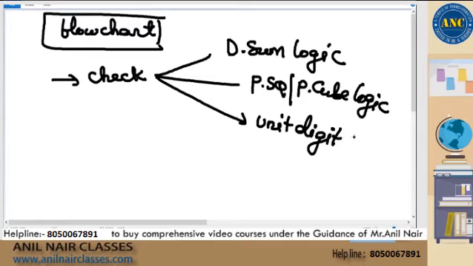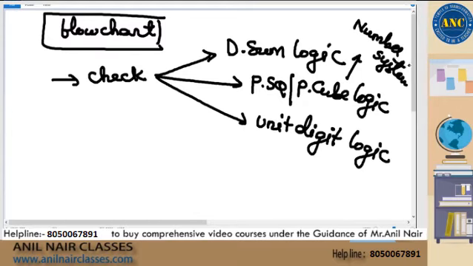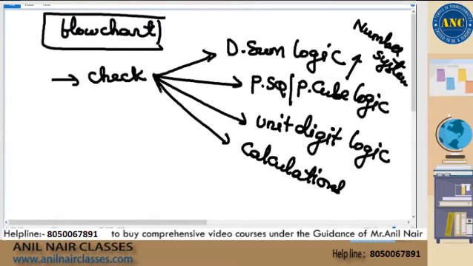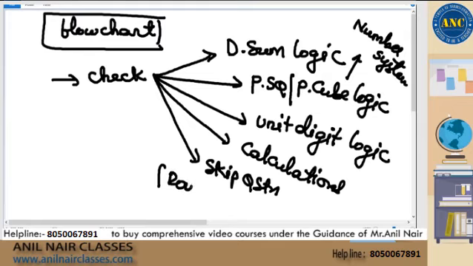These are all the tools. Depending upon the question, you will use any of these tools. Some tools will be the best for some problems. Digital sum logic, perfect square or perfect cube, or number system logic. Please write down this. Number system logic, or you will use unit digit logic. Fourth is, if none of these is working, you will use the necessary calculations. If none of the four is working, you will skip the question if it is taking more time. You will solve the question in round 3. Please make a note of this.